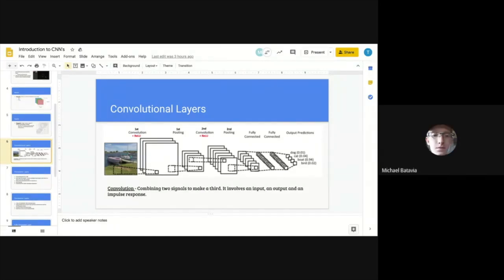Wait, what were you going to say, Zach? Yeah, I was just going to add on to the Conv2D layers. You actually use activation functions a lot, not just exclusively in the fully connected layers.